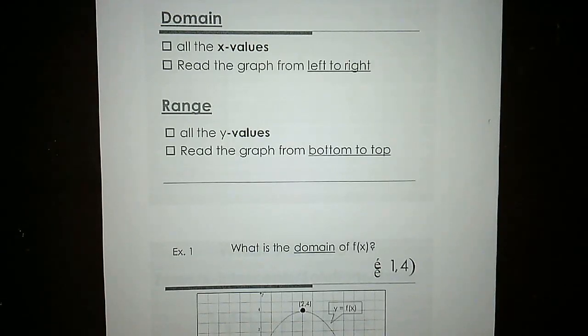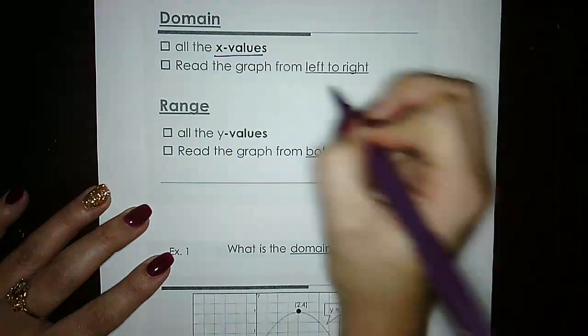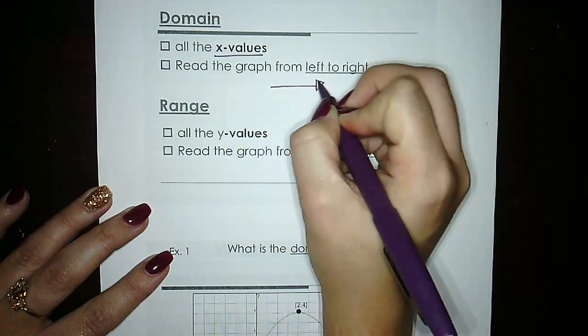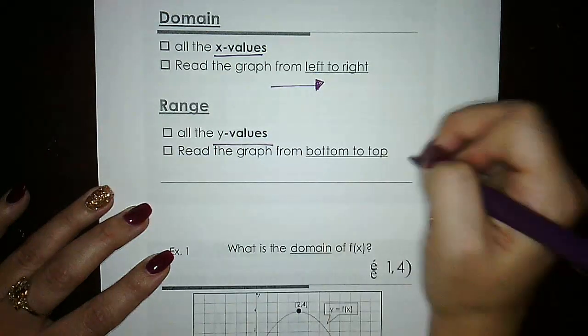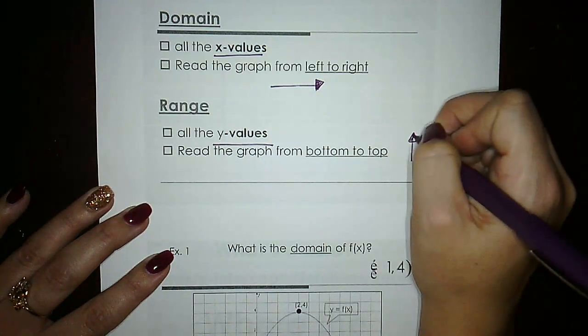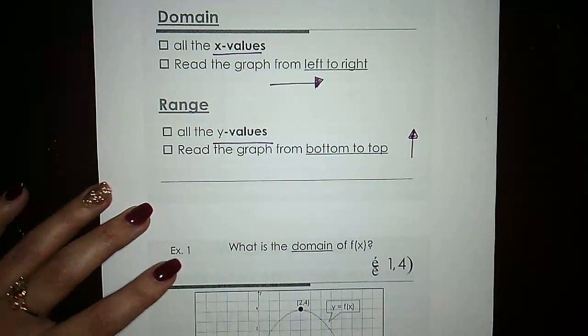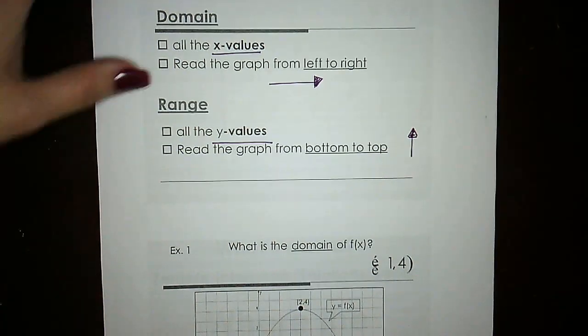Okay, today we're going to talk about characteristics of functions. First thing we're going to talk about is domain and range. Your domain are your x values. You read it like you read a book from left to right. And then you have your range, which is your y values, and it's bottoms up. So we're going to look at how to find domain and range given a function.